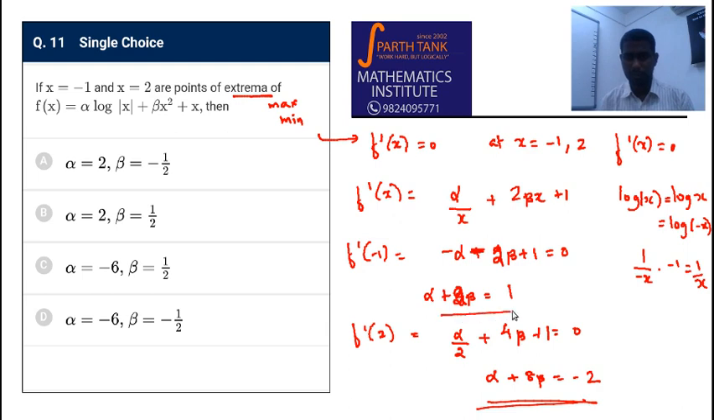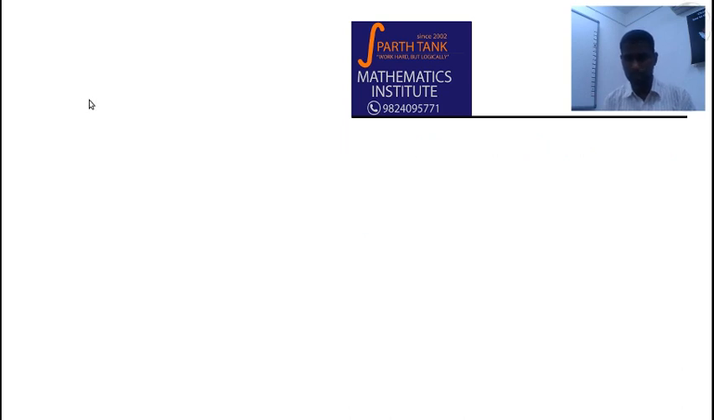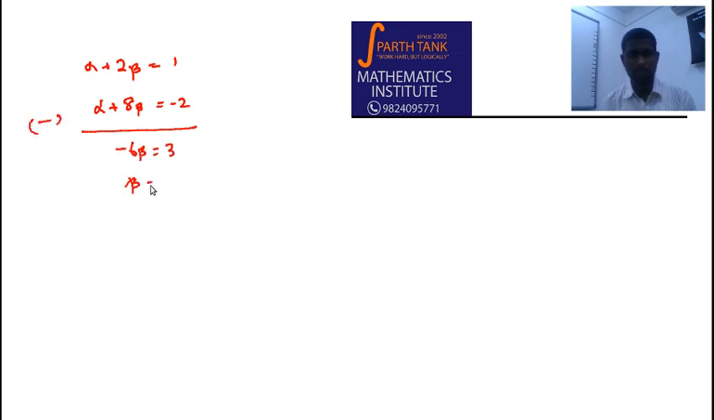So these are the two equations that you have to solve to obtain the values of alpha and beta. Alpha plus 2 beta is 1, alpha plus 8 beta is minus 2. Subtract them both, you get minus 6 beta is 3 and beta is minus 1 by 2.